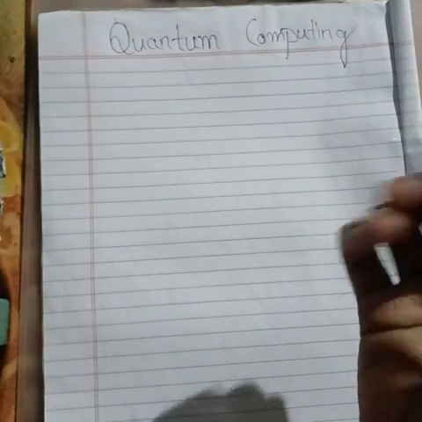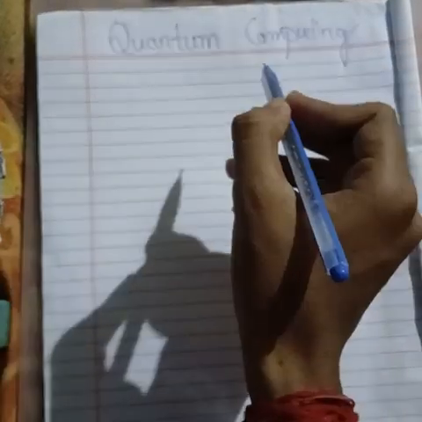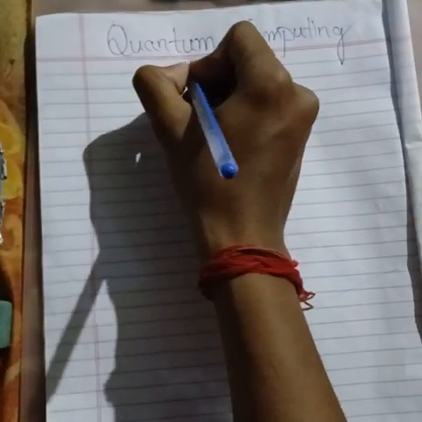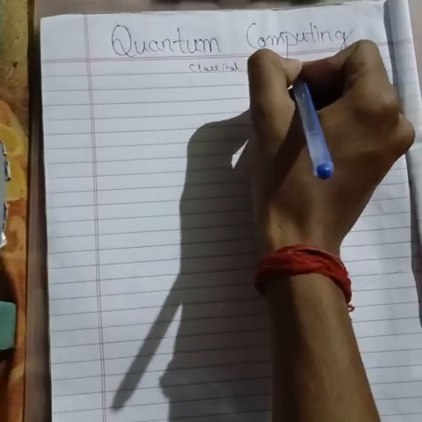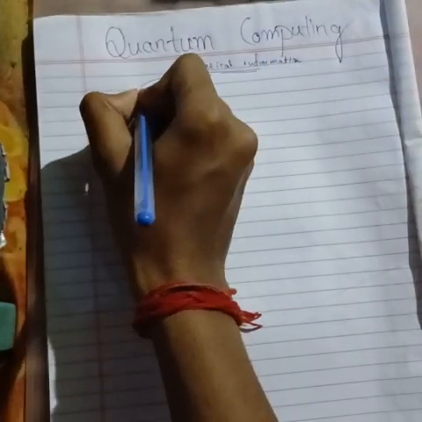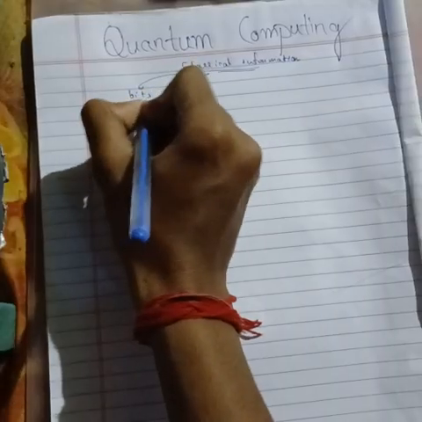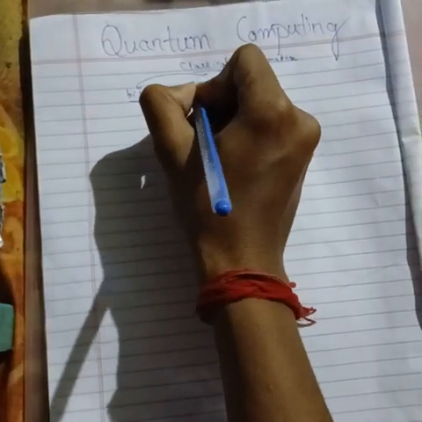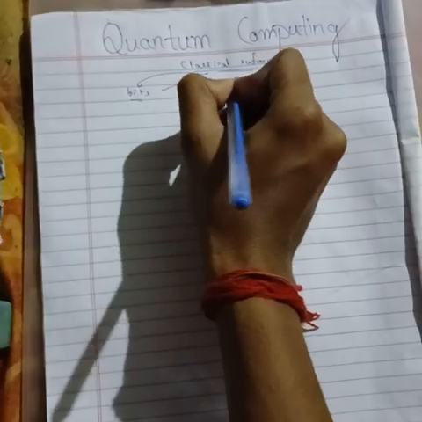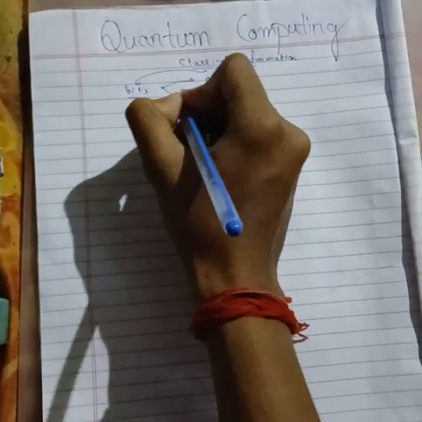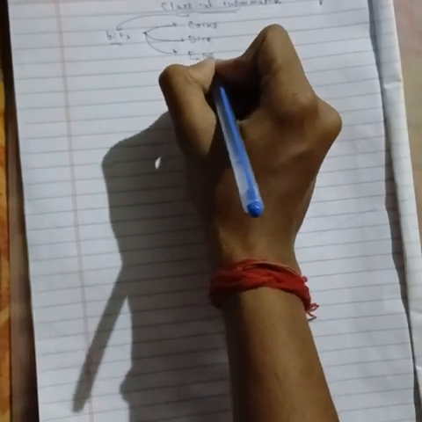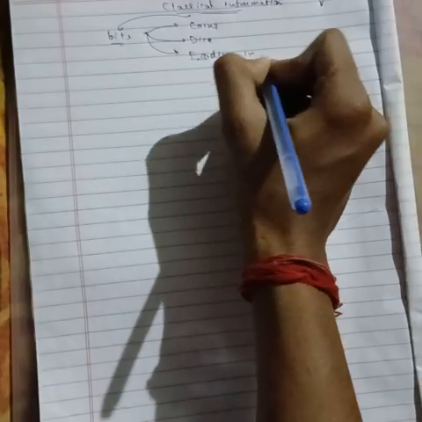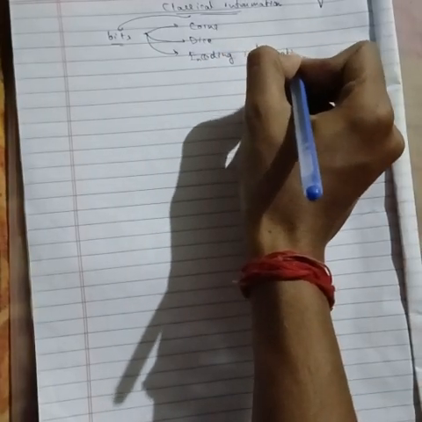So hello everyone, today we are going to start quantum computing, and here we are going to learn first classical information, and from this part we are going to learn about bits. In this video we are going to cover three parts: coins, dice, and encoding information. These three topics only.